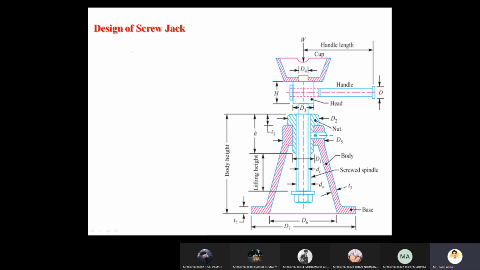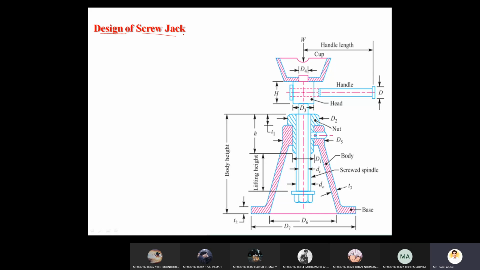So this is from the exam point of view. This is a very important topic: design of screw jack. Questions based on the design of screw jack may be asked for the derivation or for the numerical. If you are perfect with the derivation, you can easily solve the numerical problems also.